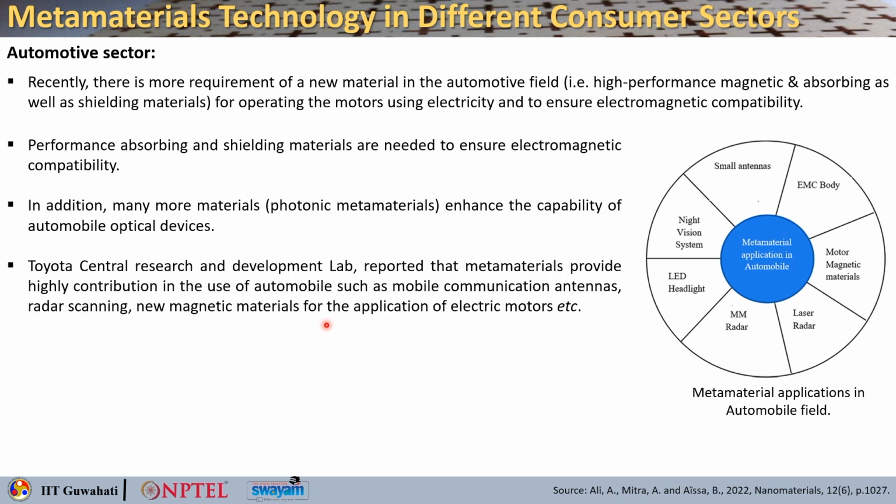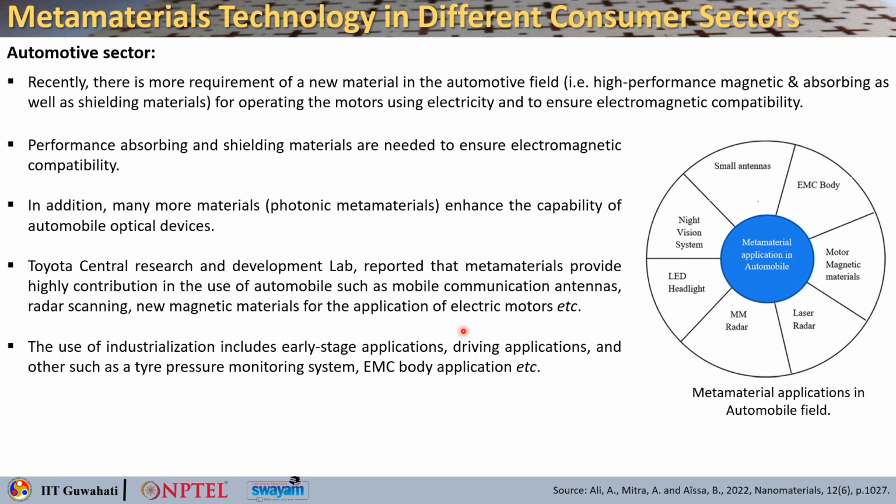So, Toyota Central Research and Development Lab reported that metamaterials make a high contribution in the use of automobiles, such as in the areas of mobile communication antennas and radar scanning. New magnetic metamaterials can be used for applications of electric motors, and the use of industrialization will include early stage applications such as driving applications and other applications like tire pressure monitoring systems, EMC body application, etc.